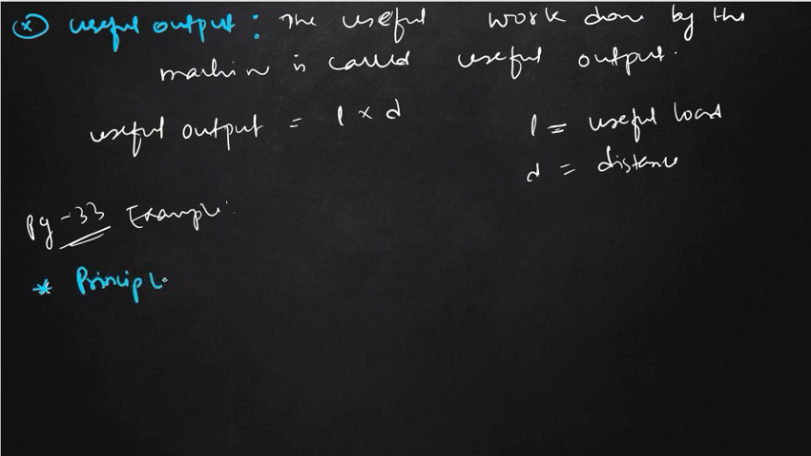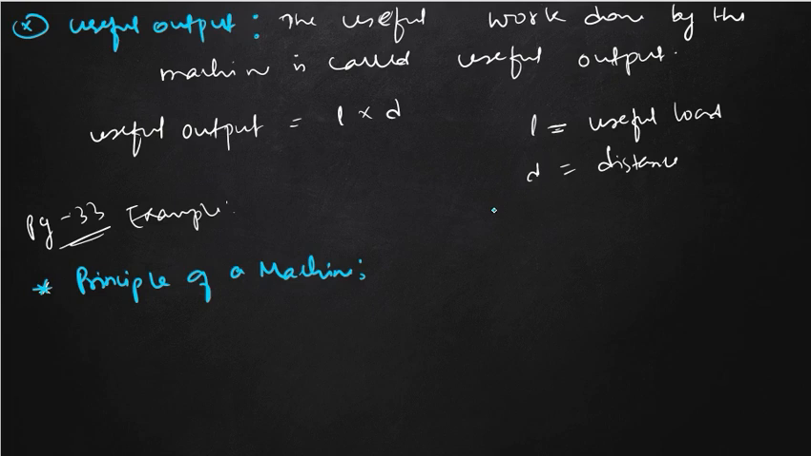Principle of a machine. Under which principle does it work? According to the law of conservation of energy, energy can neither be created nor be destroyed. We can use this law to describe the principle of a machine. The law implies that the work done on the machine, that is the amount of energy we have supplied to the machine, will be equal to the work done by the machine. That much amount of energy must be given out by the machine.